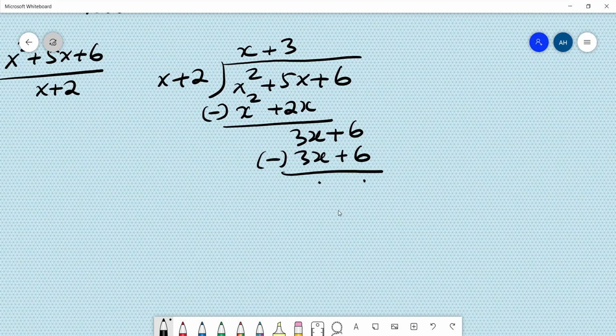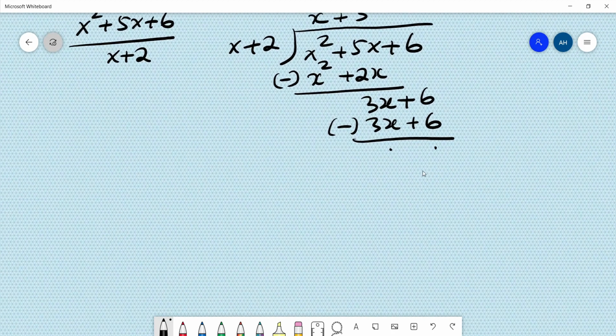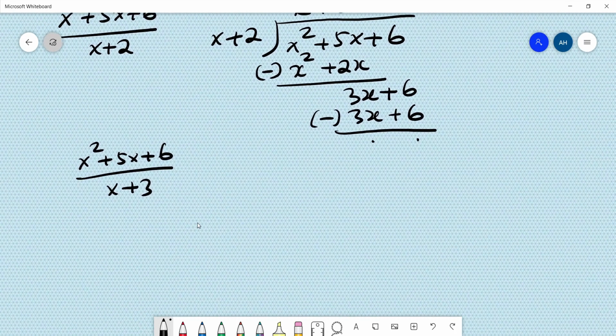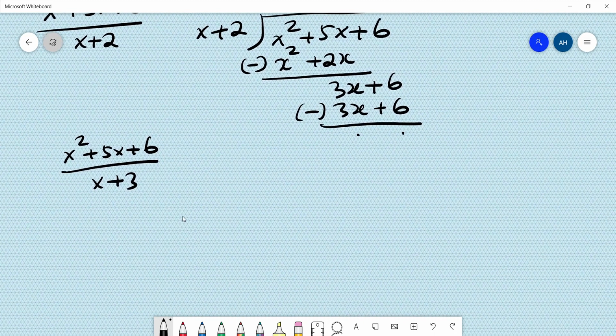Now if we do the same thing, that is, if we do this division, that is x squared plus 5x plus 6, we divide it by x plus 3. Since x plus 3 is a factor of x squared plus 5x plus 6, when we do long division, we're supposed to get the remainder also equal to 0. That's why we say x plus 3 and also x plus 2, they are all factors of x squared plus 5x plus 6.